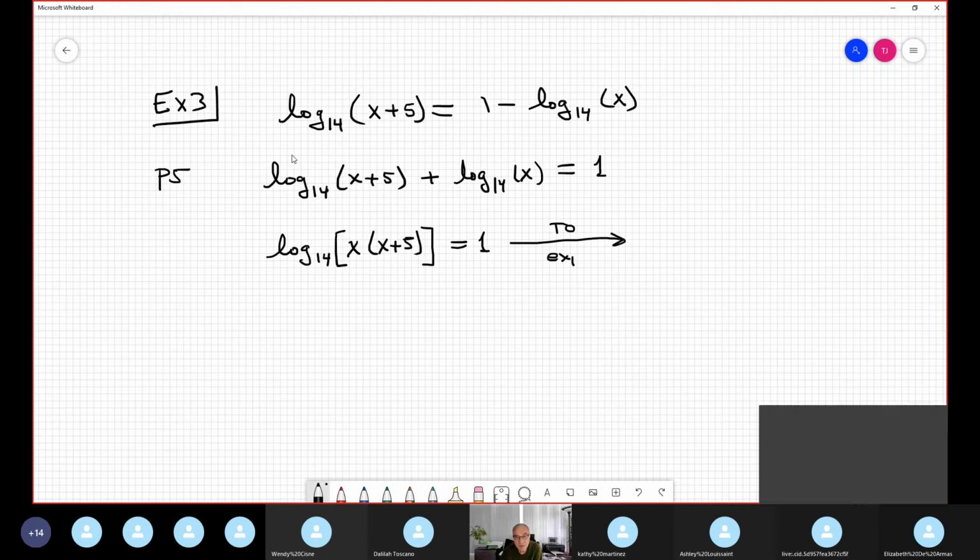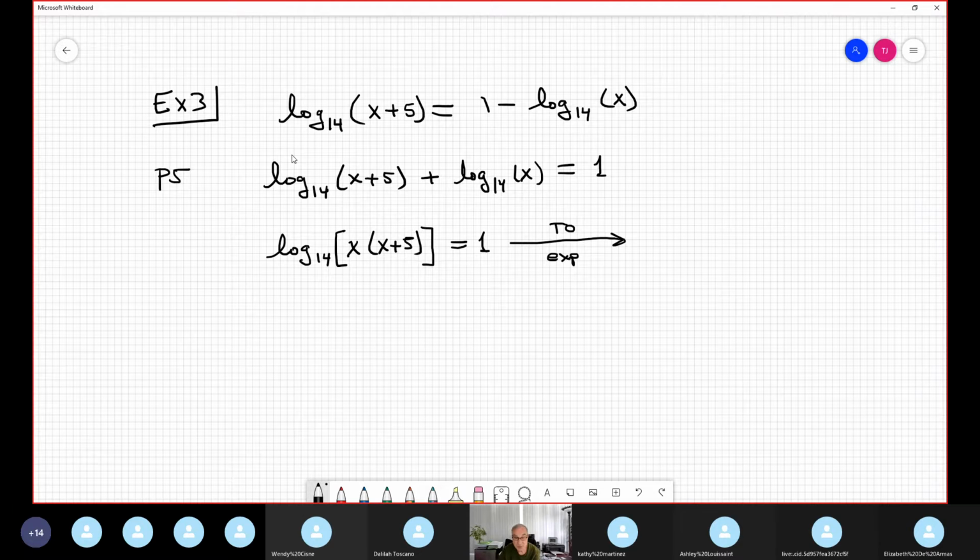Now conversion to exponential. Okay, good, Sabrina. So you convert to an exponential statement. In the exponential statement, the base is 14. The exponent is 1, and by the way, when the exponent is 1, it's invisible, equal to x times parenthesis x plus 5. So in this case we are in front of a quadratic equation because you apply the distributive property. We have x squared plus 5x minus 14, because I move 14 to the other side.